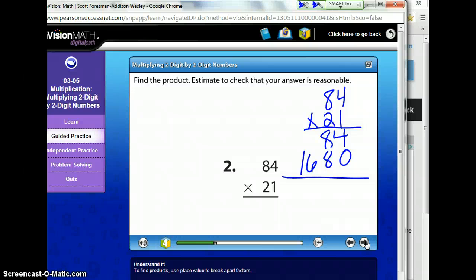Okay. You are not quite there, no. Natasha? 1,764 is correct. Put your thumb high in the air if you got this one right.